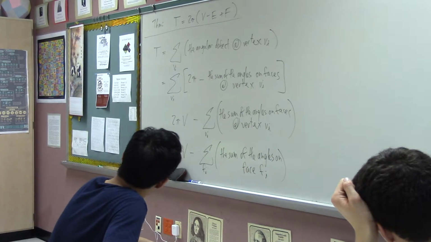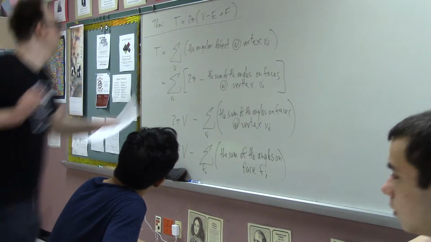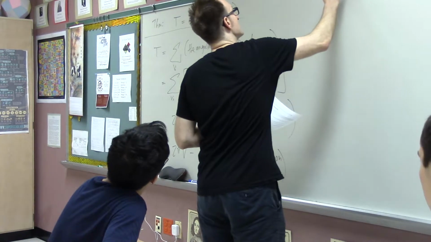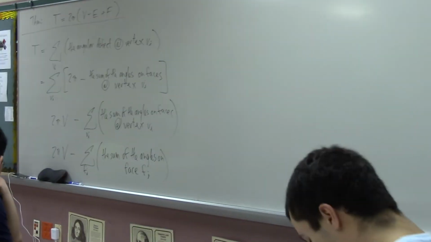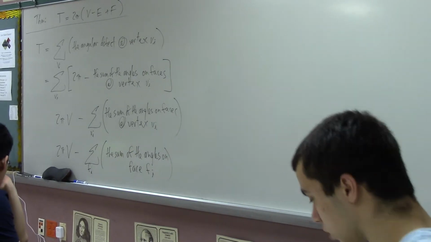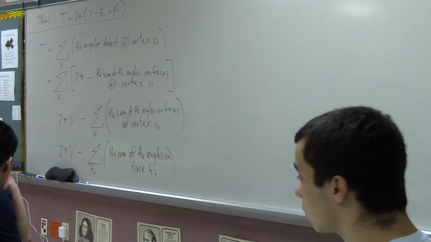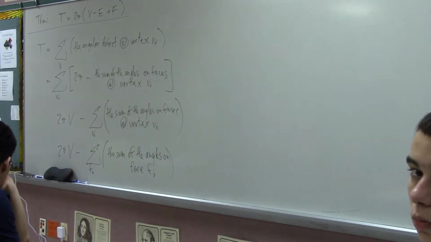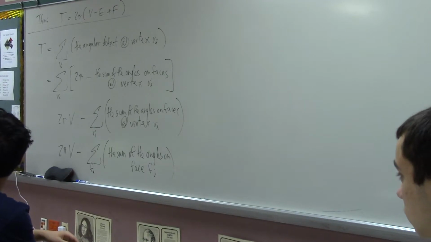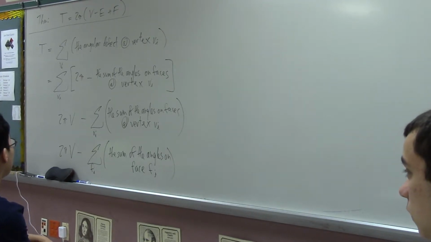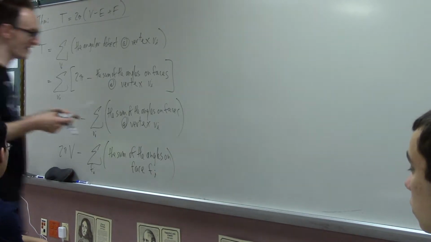Pretty clear, I think, right? All right. Good. So then we get 2 pi v minus... All right, well, how many angles are there on a given face? Or rather, take a particular face. What do I know about the sums of the angles on that face? It's based on the number of sides of that face.